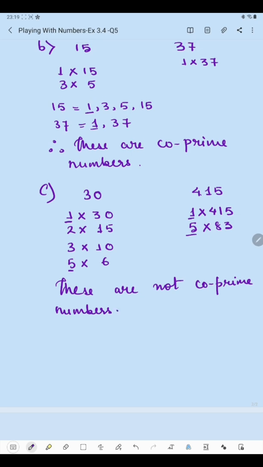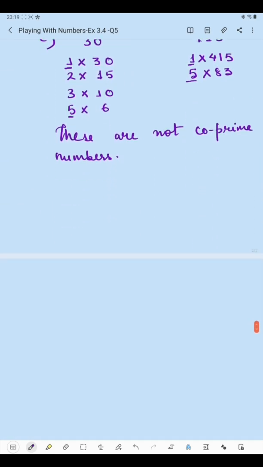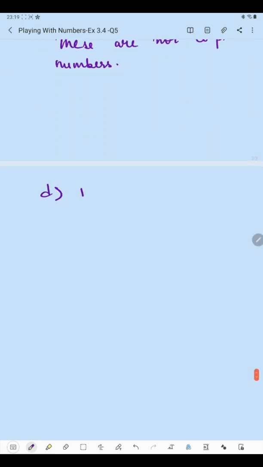Now next we have 17 and 68. Here we can see that this is not co-prime, so we have crossed this. Now in the D part, we have 17 and 68. So we will have to find the factors of 17 and 68.